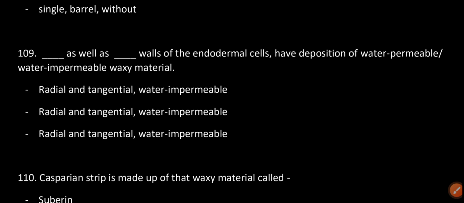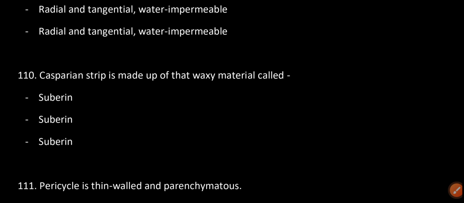Radial and tangential walls of the endodermal cells have deposition of water impermeable waxy material. Casparian strip is made up of that waxy material called suberin.